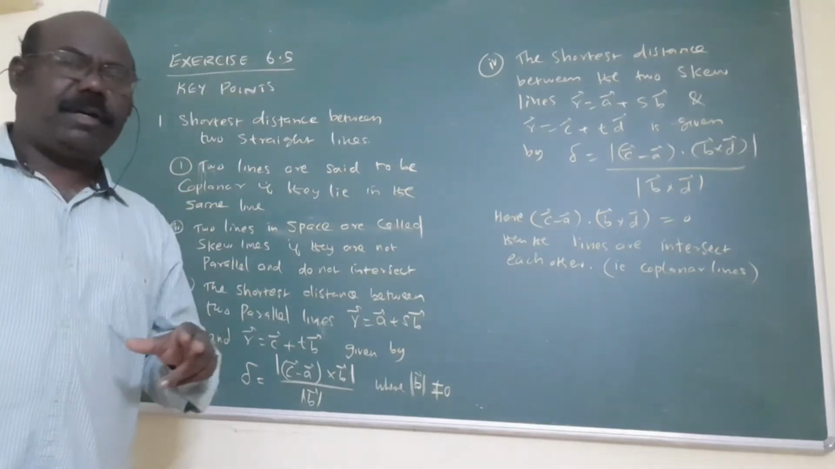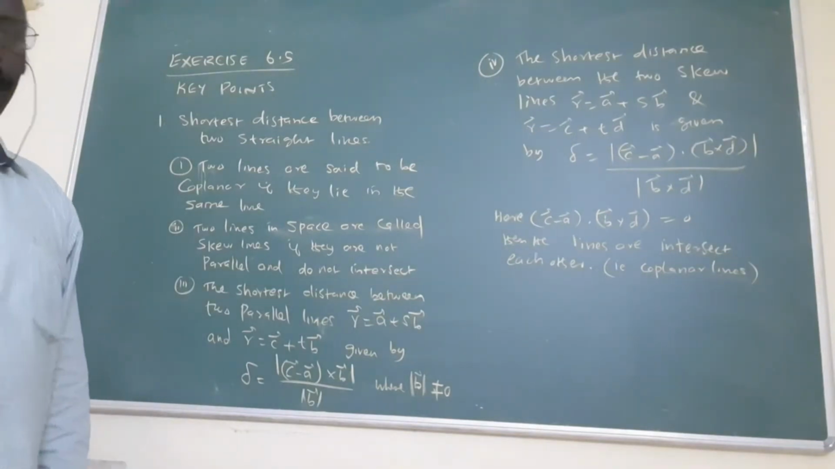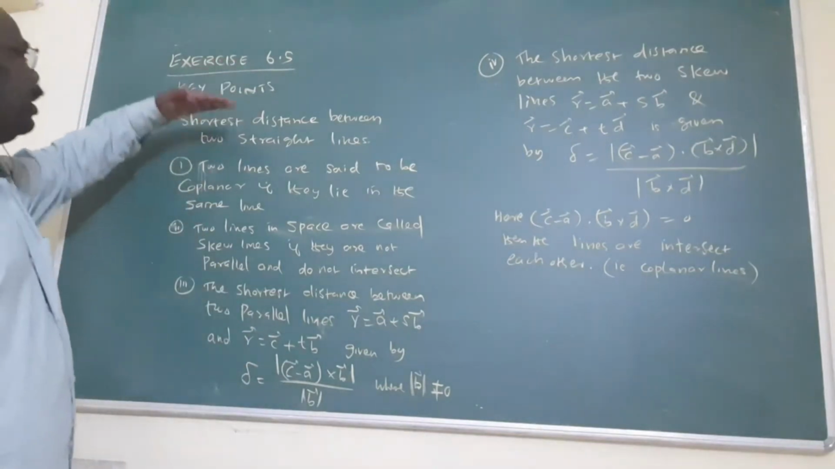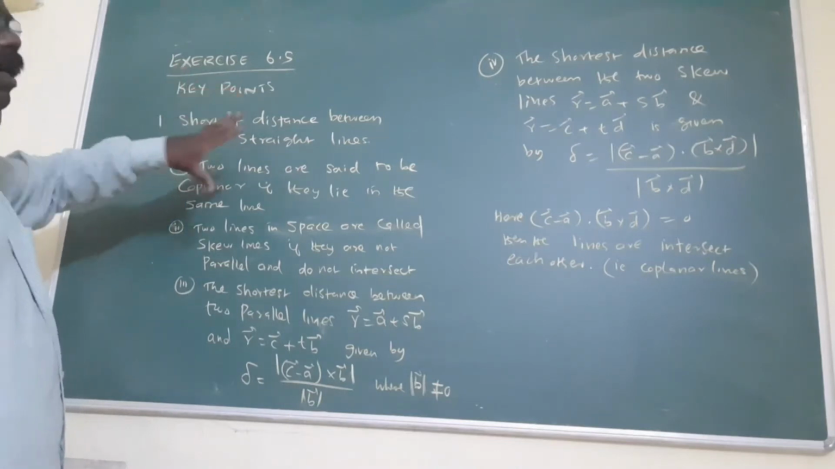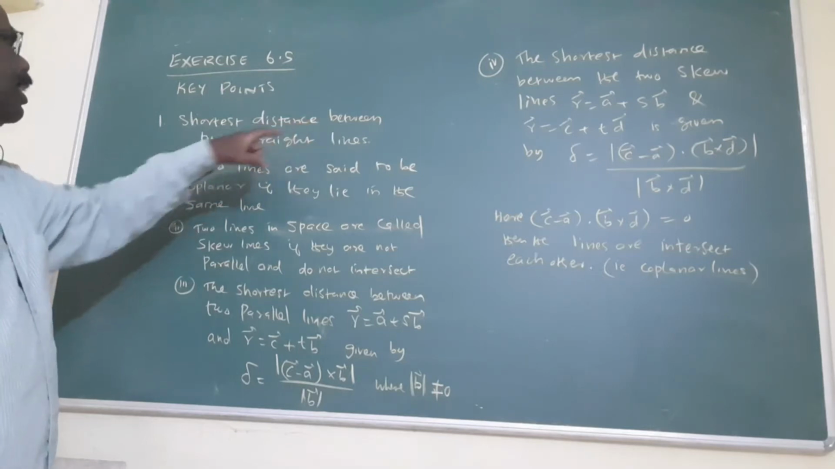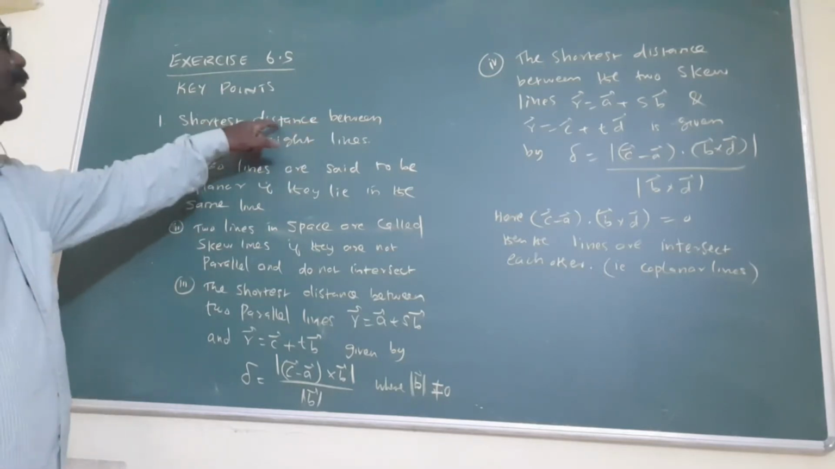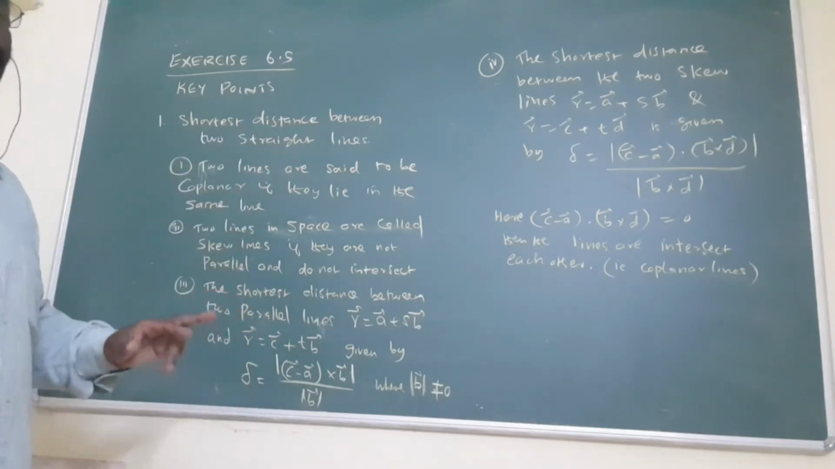Exercise 6.5 has 4 exercise problems in all. Refer to the example problem in the book actually. Now, for exercise 6.5, first you must know some important key points. The first one is the shortest distance between two straight lines. In particular, the shortest distance between parallel lines and skew lines.